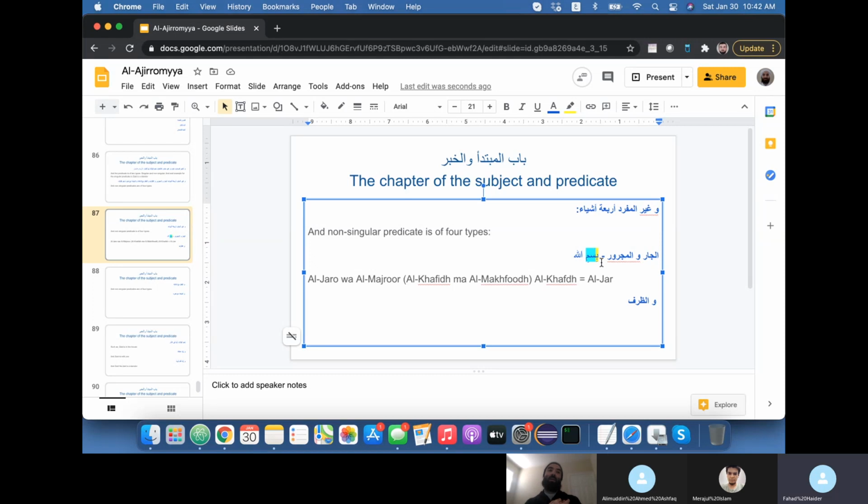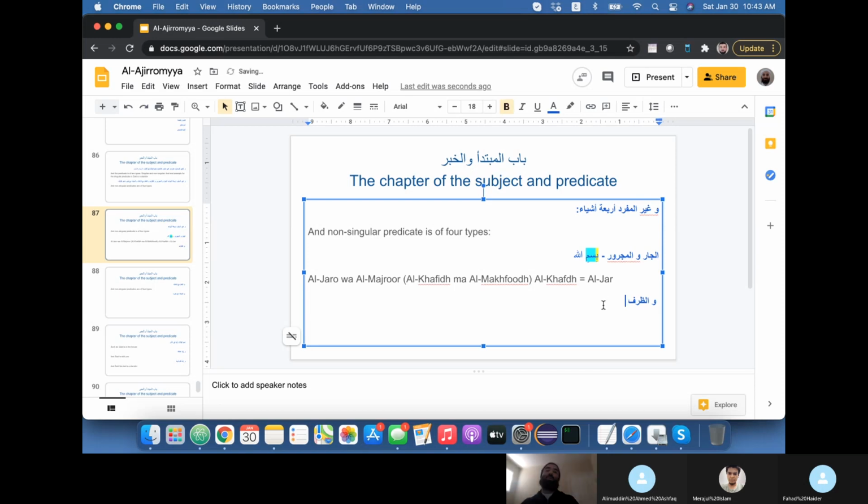It would be murakkab in Arabic, we call it, or a statement. This would be a statement, not just a word. Even though it's not a complete sentence, it doesn't really matter whether it's a complete sentence or not, as long as it is a statement, it falls under the non-singular predicates. Okay, so does this make sense? Yes, it does. We'll give you more examples at the end, inshallah.